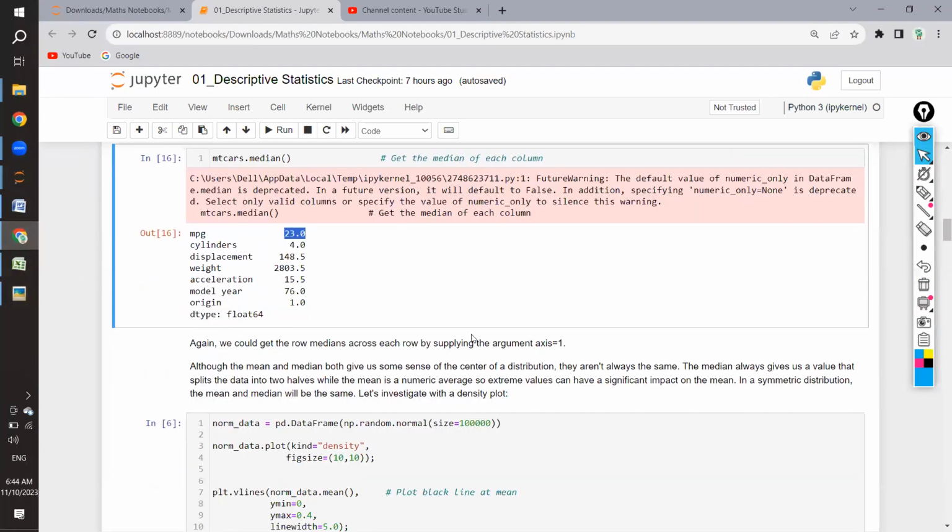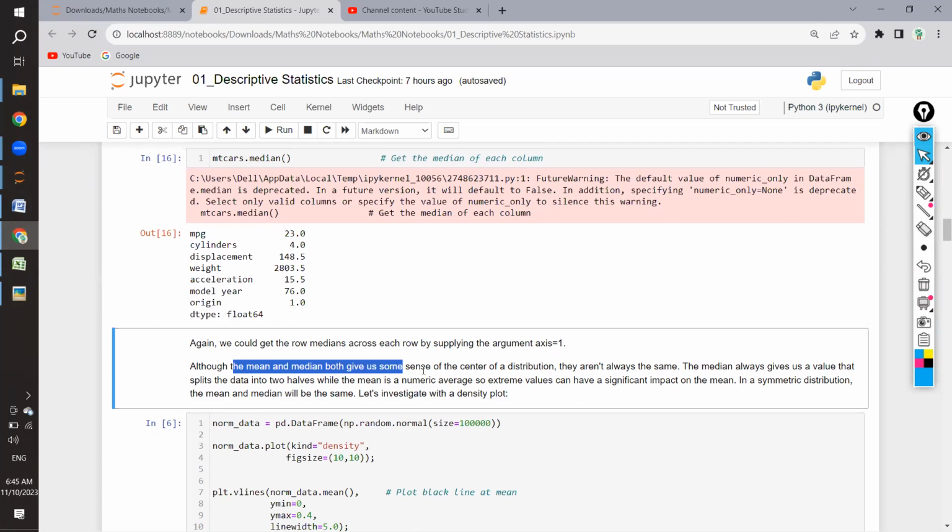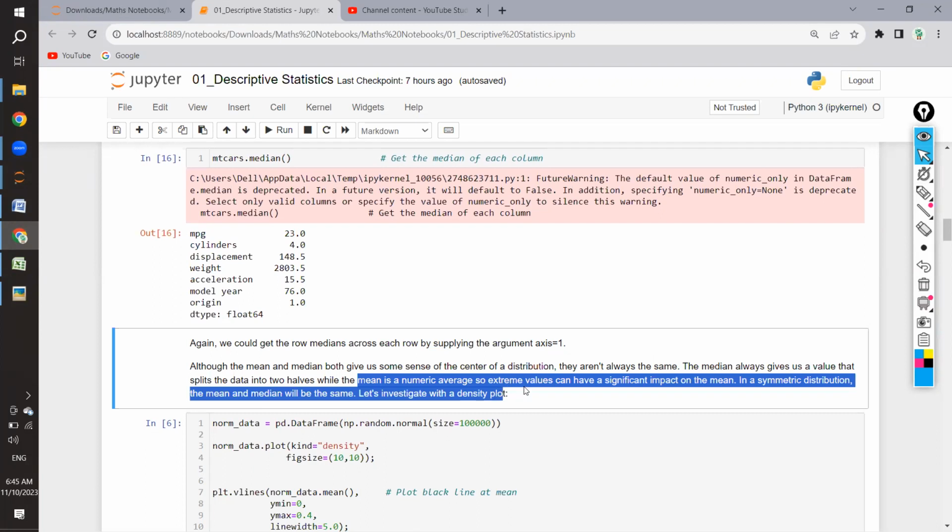And same thing, if you see here again, we could get the median. For each and every row, if you want to, you can go and find the row median. Now, although mean and median both give a sense of the center of the distribution, they are not always the same. The median always gives us a value that splits the data into two halves, while the mean is a numeric average. So extreme values can have a significant impact on the mean.